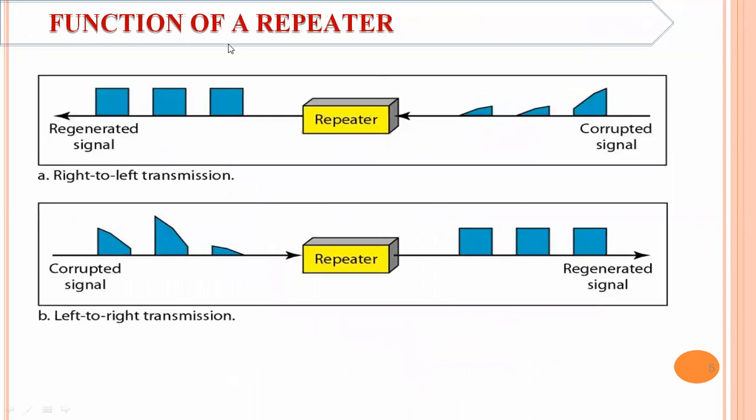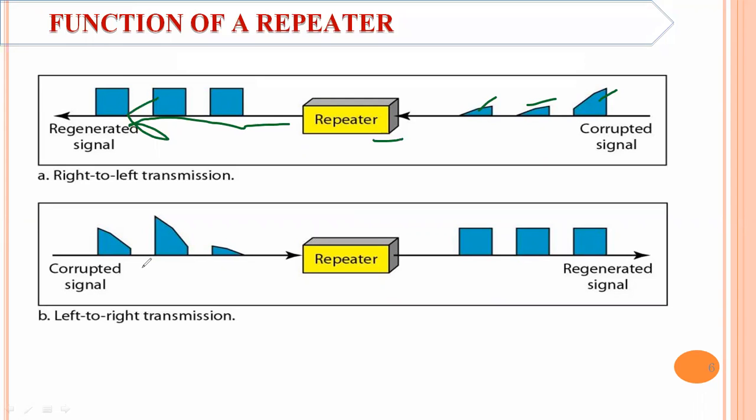So the function of a repeater is regenerating the signals. Now see, the corrupted signal is there. That means data are being lost at this repeater. It will regenerate the signals into the original form.